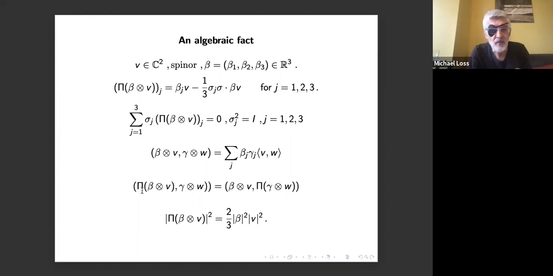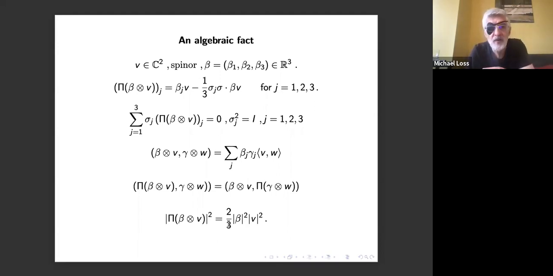is symmetric. So in other words, when you have the pi on beta tensor V, comma gamma tensor W, you can move it over onto the other side. And when you compute the length of this projection squared, so in other words, you see, this is of course a spinor, right? So what you do is you take the inner product of this with itself in spinor space, and then you sum on j. And when you work this out, you get 2/3 the length of beta squared, length of spinor squared. And so here you see, this is the factor of 2/3.